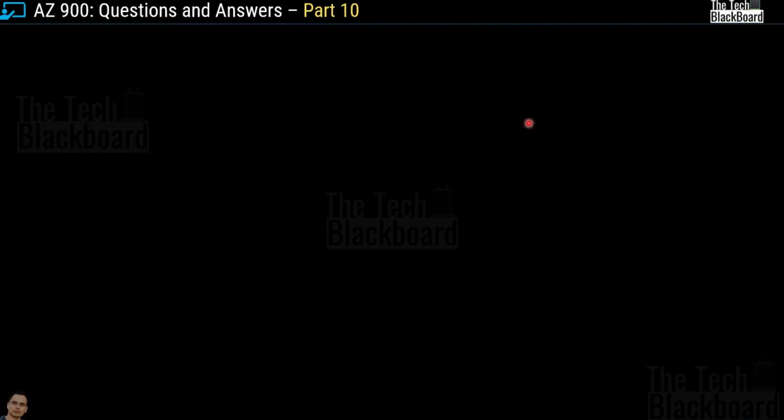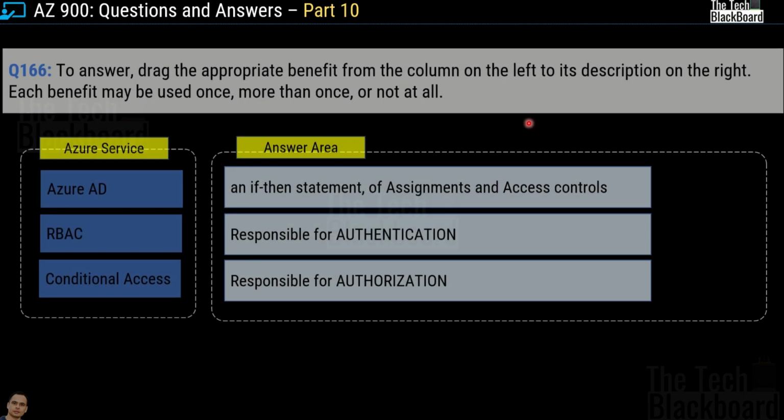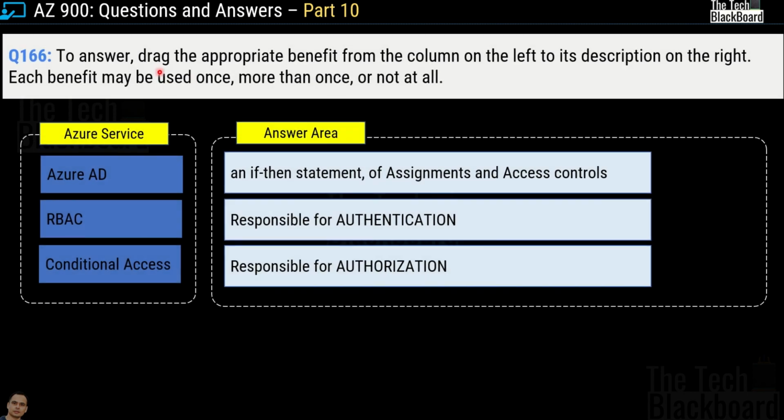So let's begin part 10 with a different kind of questions. These questions are drag and drop. So let's begin with question number 166. It says that to answer, drag the appropriate benefit from the columns on the left to its description on the right. Each benefit may be used once, more than once, or not at all.